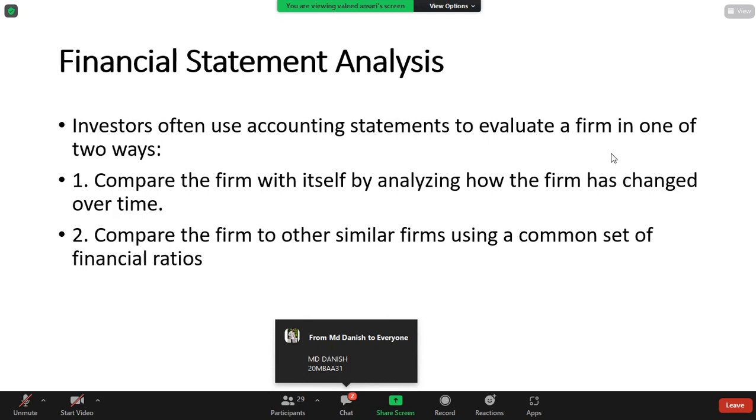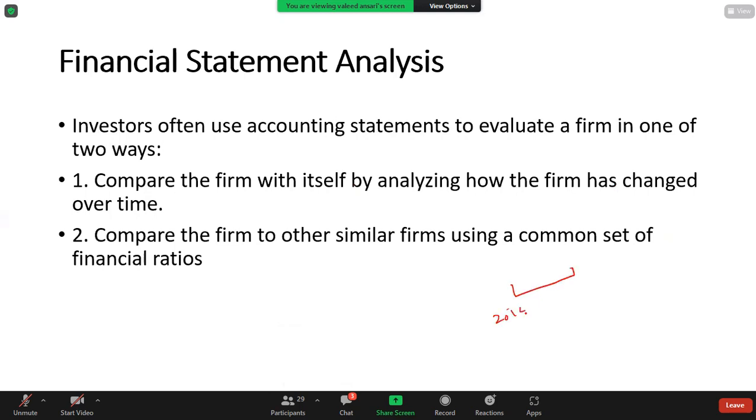So what happens is that when you are looking at the performance of a company, one can look at how a company has performed over a time period, let us say from 2018 to 2022. This is called the time series, the performance of the company over time.